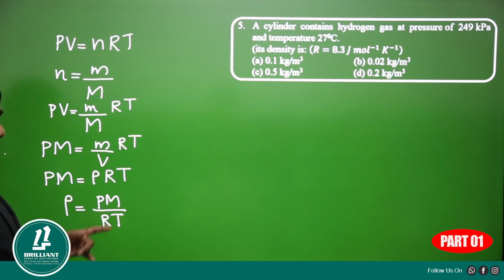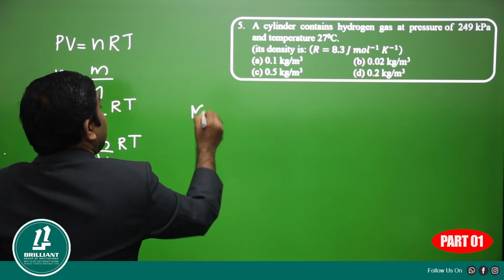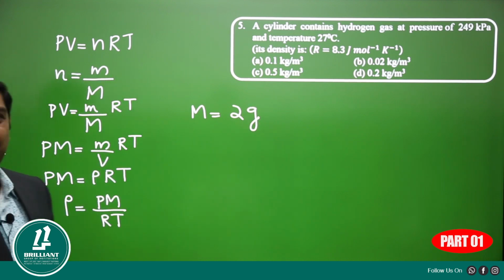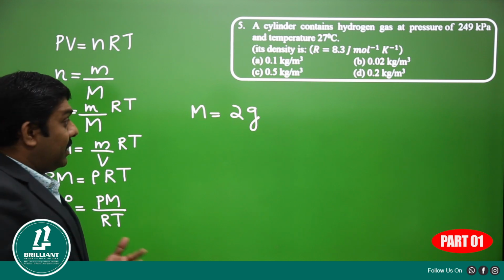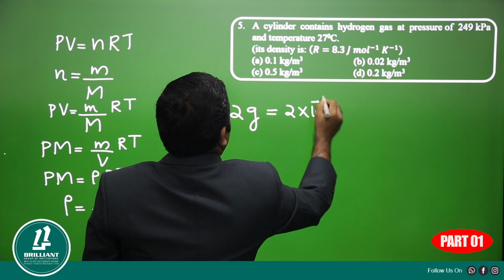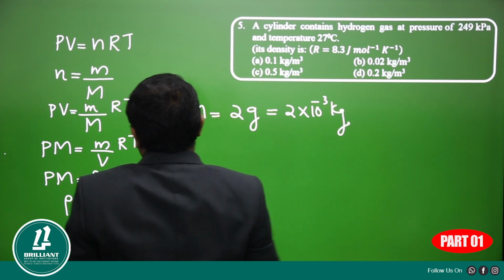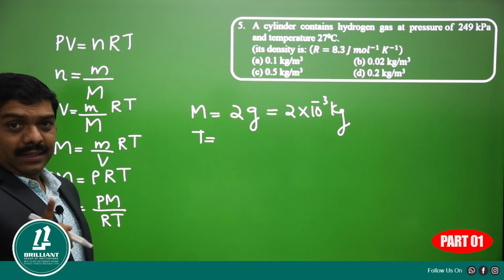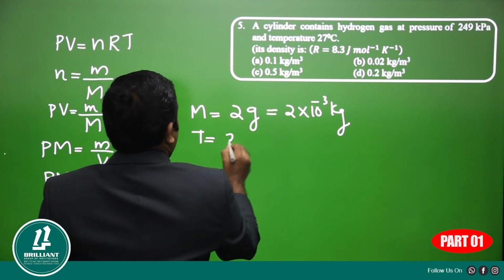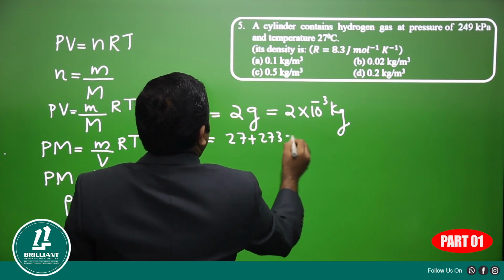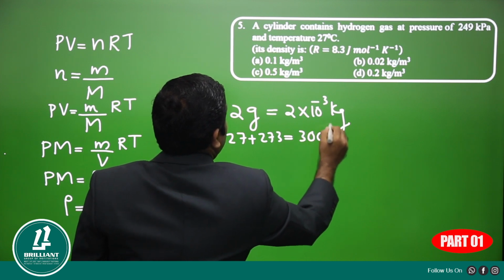Here one point is there. This mass, the gram molecular mass for hydrogen, we know is 2, but remember that is in gram only. We want to convert that gram into kilogram. So 2 into 10 raised to minus 3 kilogram. And temperature is given in Celsius. The SI unit of temperature is Kelvin, so we want to convert that. 27 plus 273 is equal to 300 Kelvin.